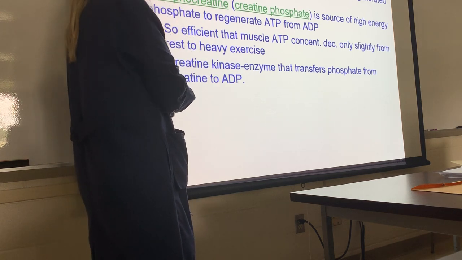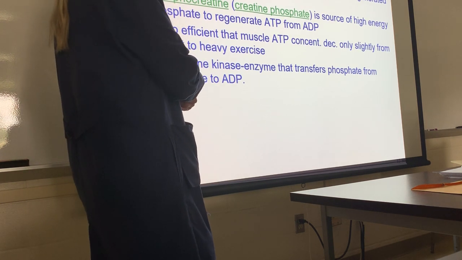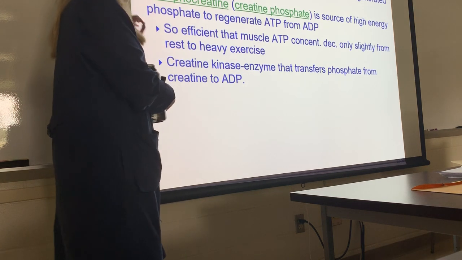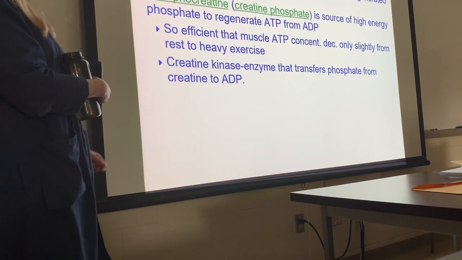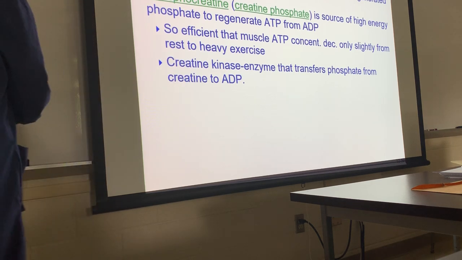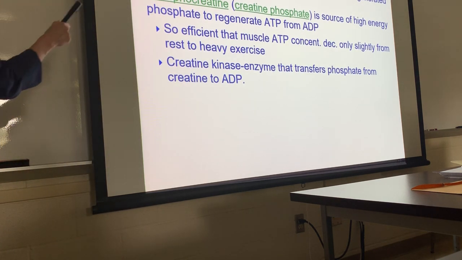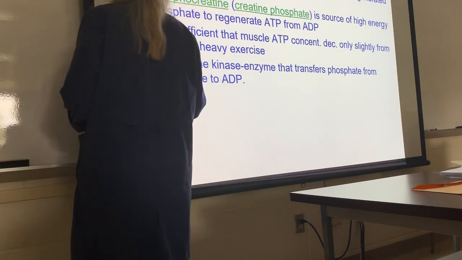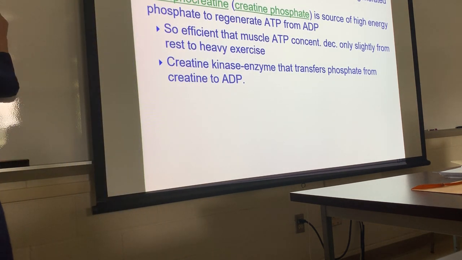So it's a source of high energy phosphate to regenerate ATP from ADP. It's very efficient, so efficient that muscle ATP concentration only decreases slightly from rest to heavy exercise. There is an enzyme called creatine phosphokinase, or CPK, which transfers the phosphate from creatine to ADP. So this is called creatine phosphokinase, also known as CPK.